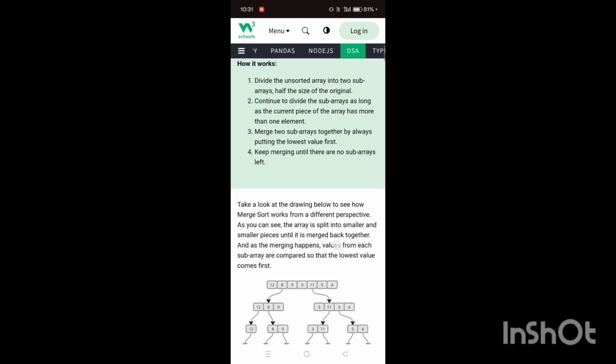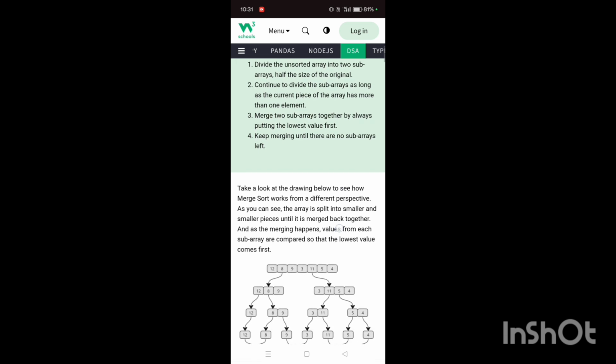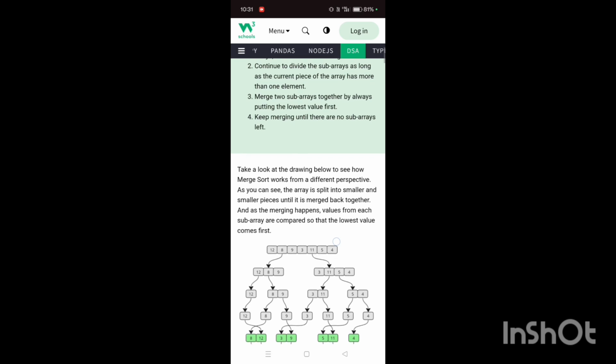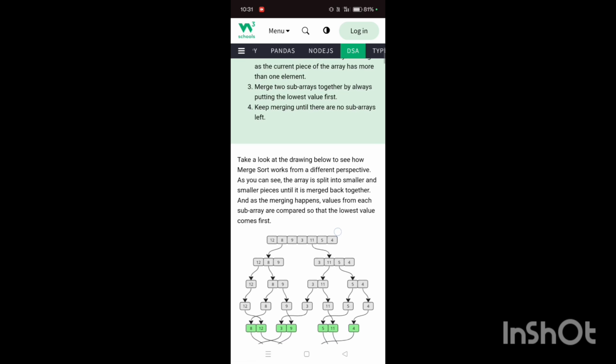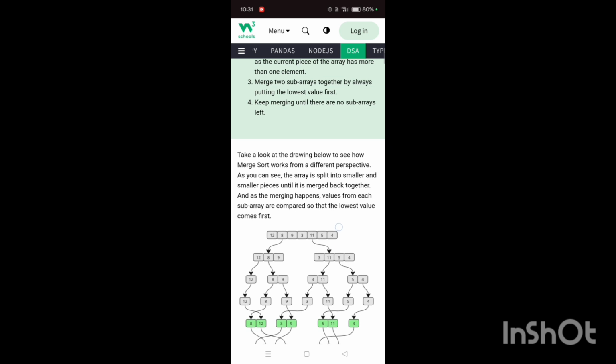Take a look at the drawing below to see how merge sort works in detail. As you can see, the array is split and then merged back together.